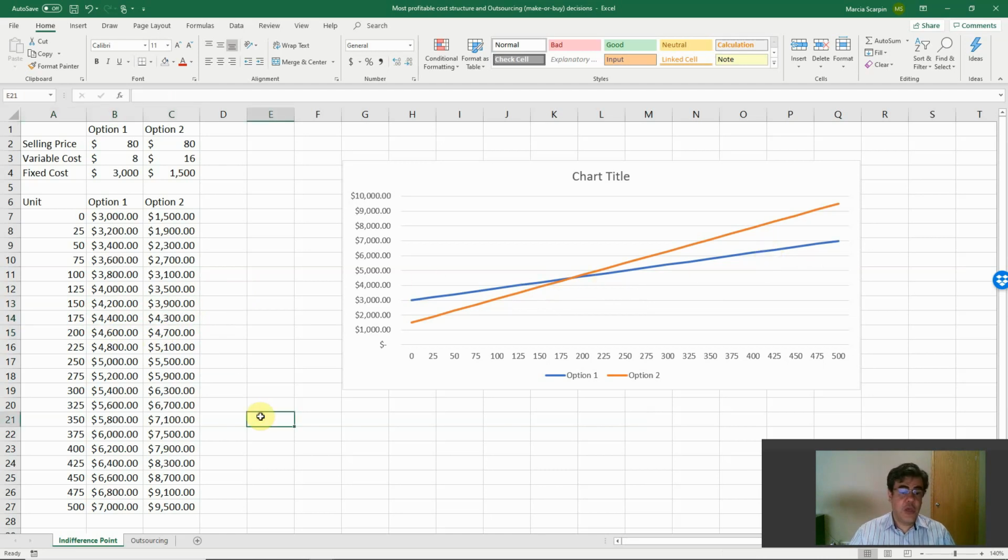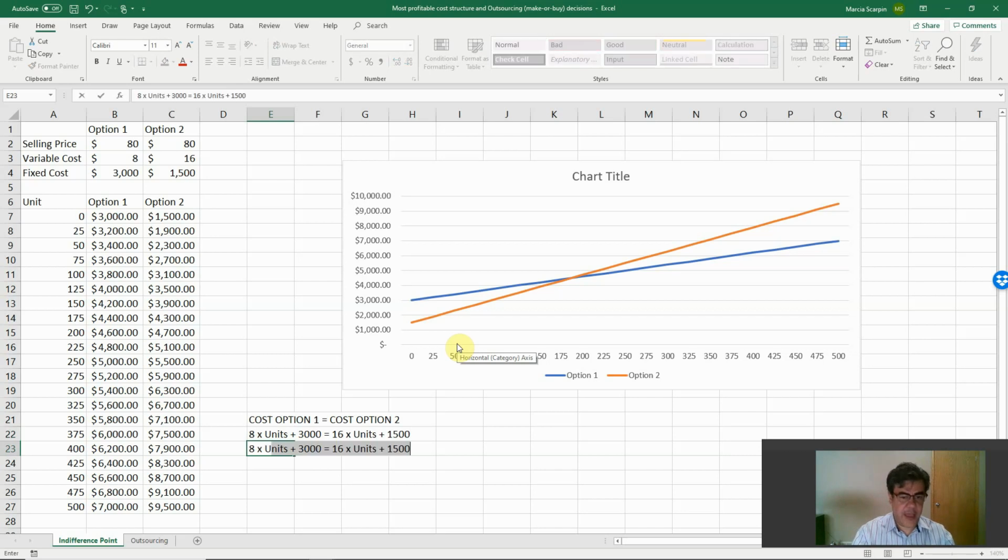So how do we do that? We equal both costs. The indifference point is where cost option 1 is equal to cost option 2. How much is the total cost of option 1? 8 times units plus 3,000. It is equal to 16 times units plus 1,500. And then we have here 8 times units equal 1,500.